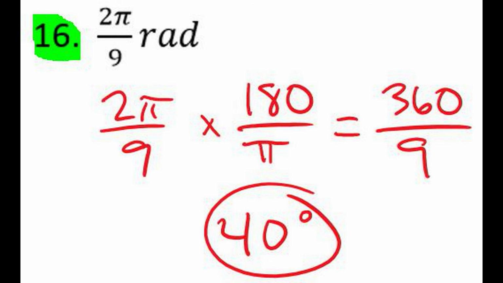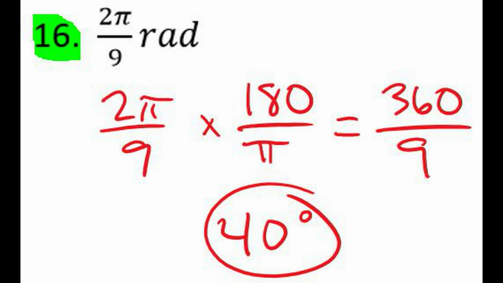Let's look at number 16. This is in radians, so we're going to multiply it by 180 over pi, which is the exact opposite to the last problem. Pi's will cancel off from the top and bottom, so we're going to get 360 divided by 9, and 360 divided by 9 is just 40 degrees, and that worked out really nice.